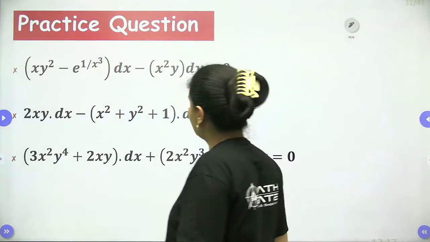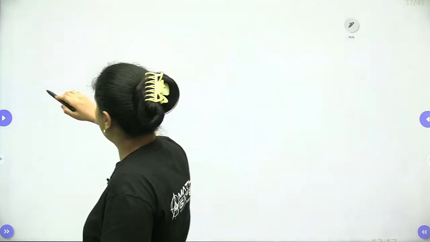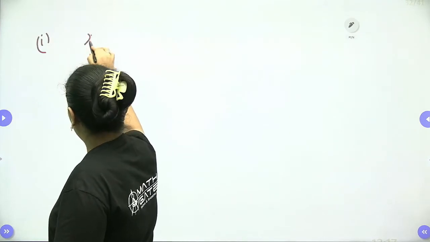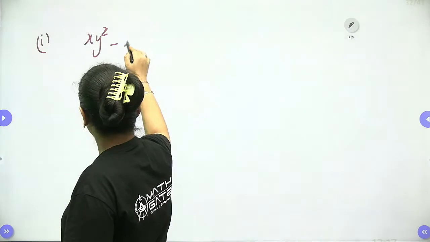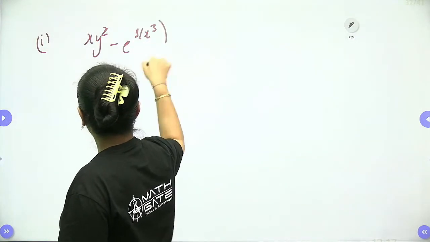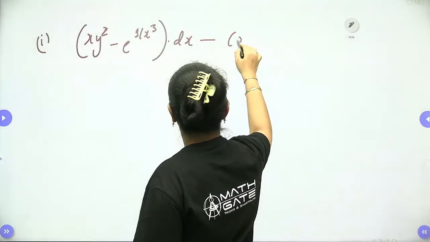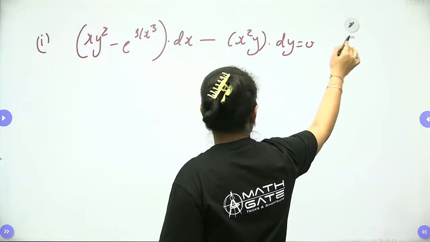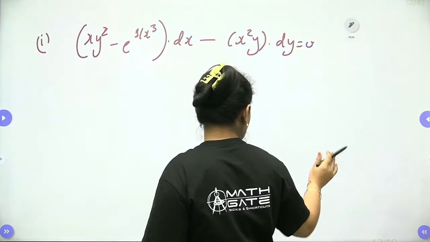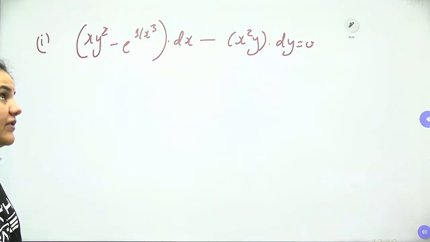Okay, now let's have a discussion on the questions. Let's start with the first example, dear students. Let me write it down here. Here we have (xy² minus e to the power 1/x³) dx minus x²y dy equals 0. Yes, we can go for this one. Let's approach this question, right guys?